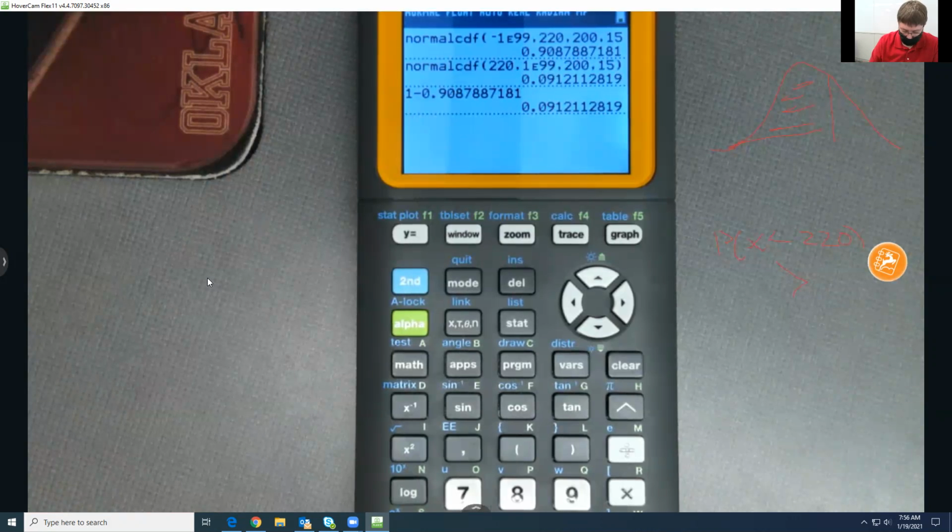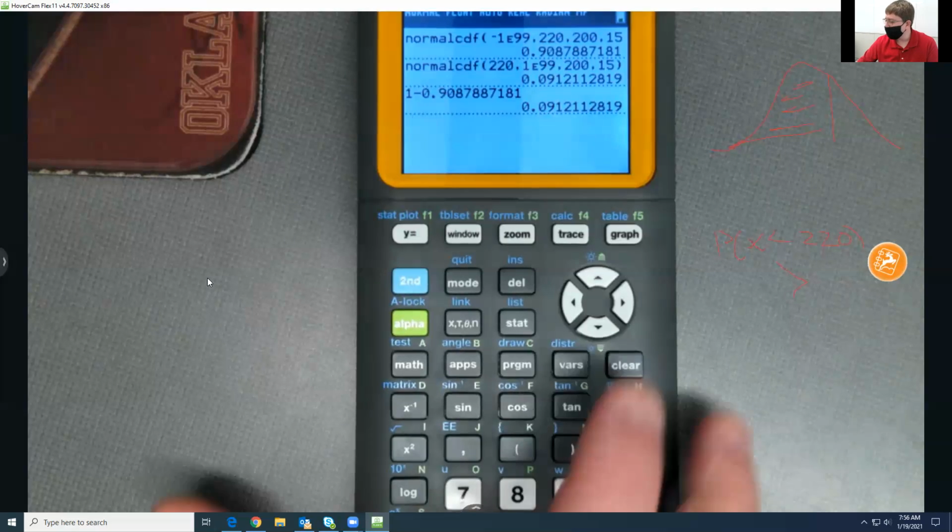Okay, let's do the last example. The lifetime of a certain battery type is normally distributed with an average of 200 and a standard deviation of 15. How long must the battery last to be in the top 5%? Okay, so now we're not looking for a percentage. What are we looking for?